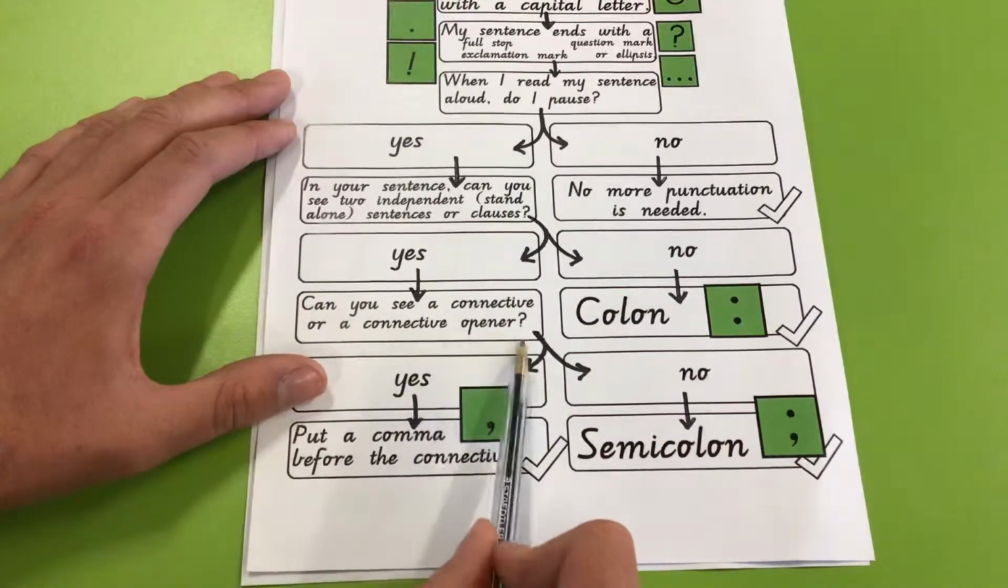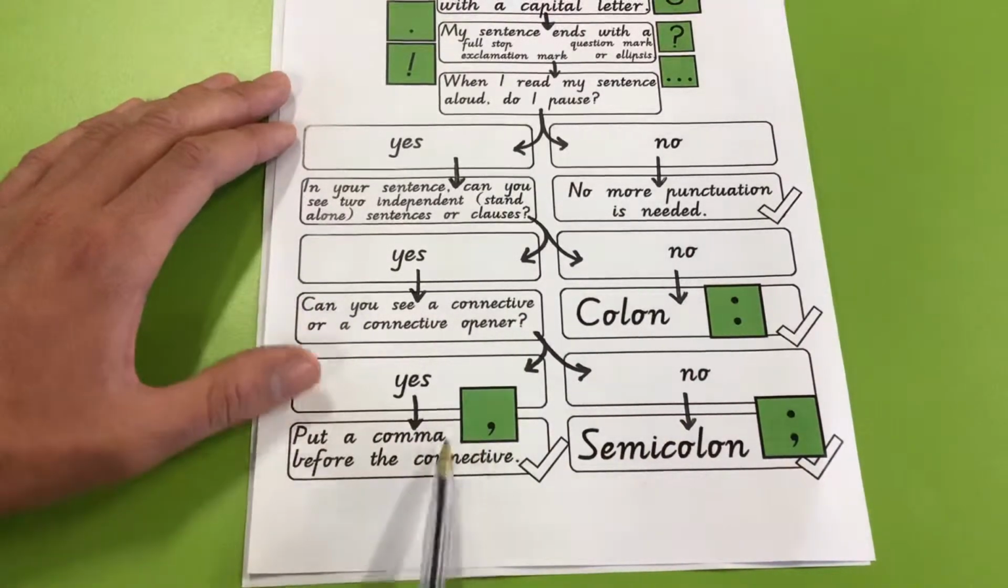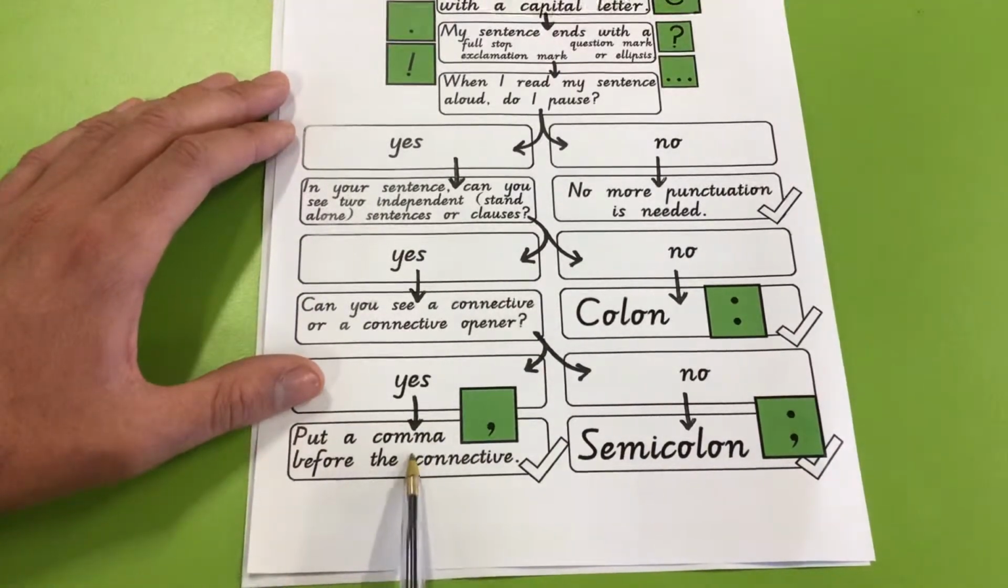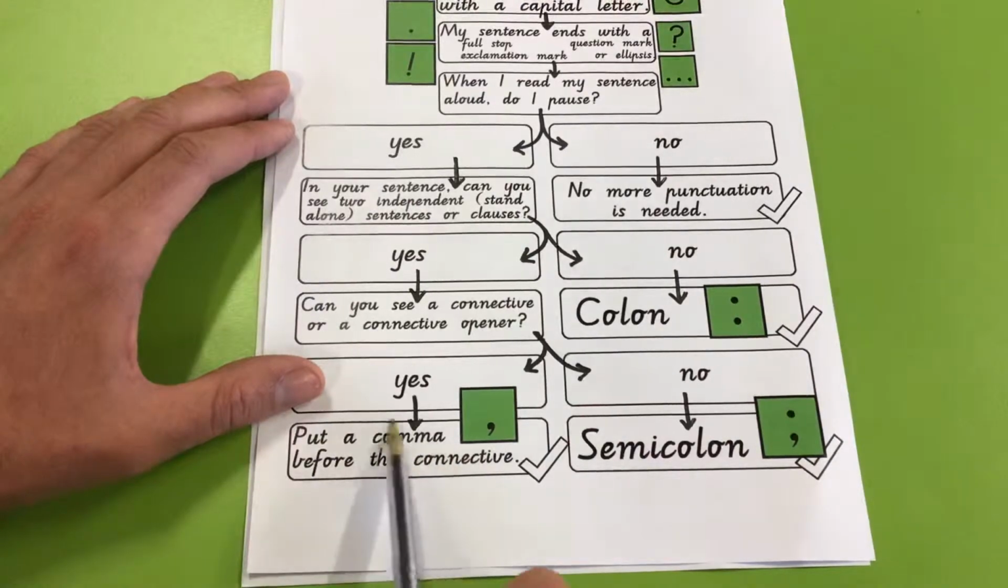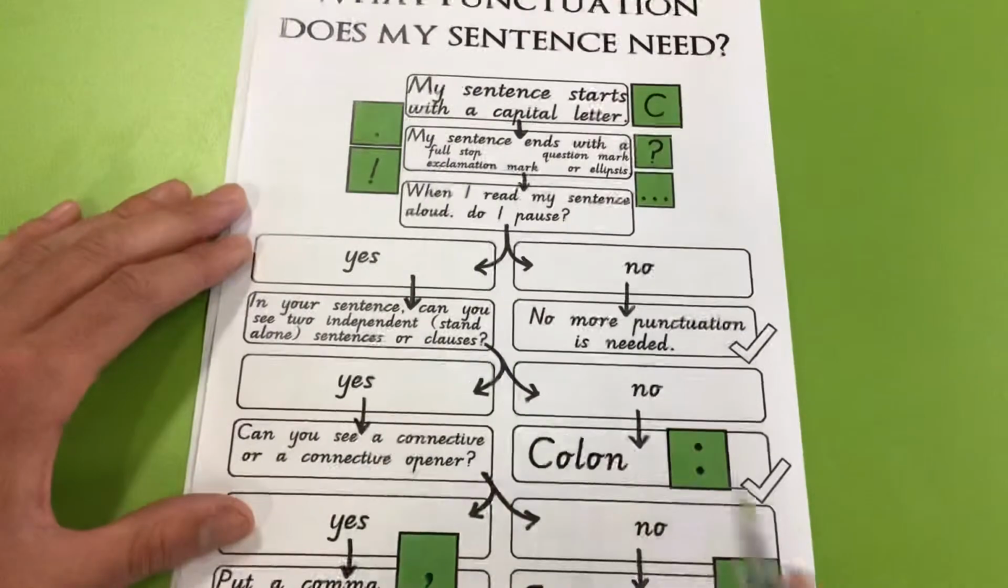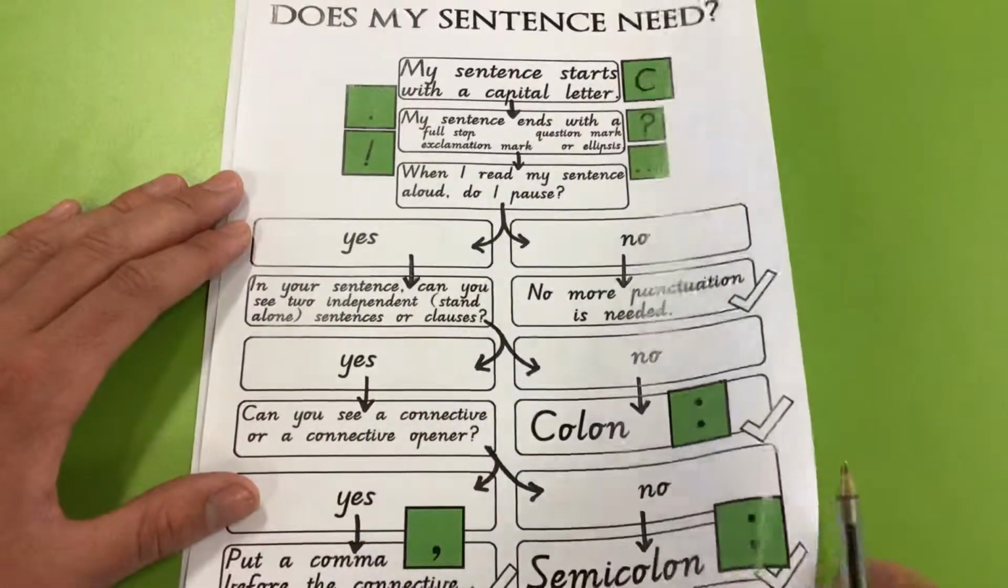If you find a connective opener, don't put a comma before it. There should already be a full stop before it. Just look for where you pause in that sentence and put a comma there. If it has a connective opener, that sentence will generally have a comma in there. Let's have a look at what these each look like on a piece of writing.